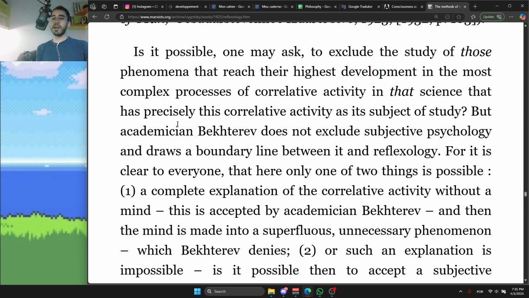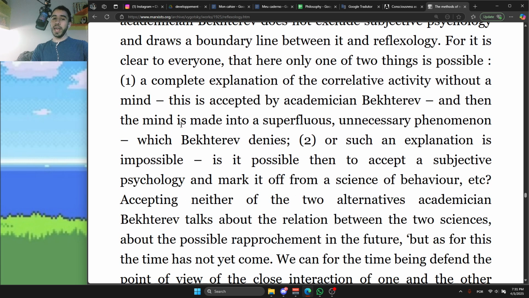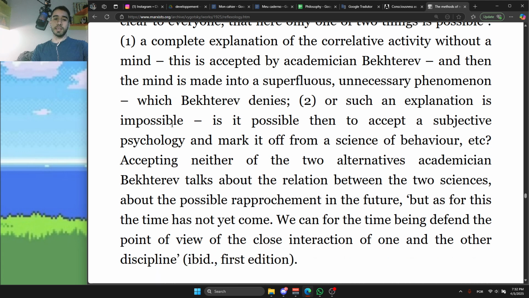But academician Bekhterev does not exclude subjective psychology and draws a boundary line between it and reflexology. For it is clear to everyone that here only one of two things is possible. One, a complete explanation of the correlative activity without a mind. This is accepted by academician Bekhterev, and then the mind is made into a superfluous, unnecessary phenomenon, which Bekhterev denies. Two, or such an explanation is not possible. Is it possible then to accept a subjective psychology and separate it from a science of behavior, etc.?